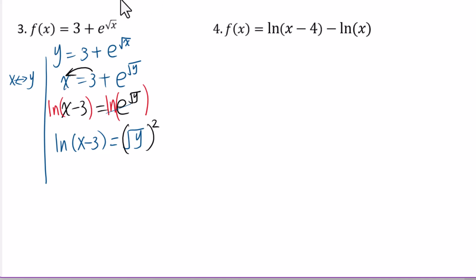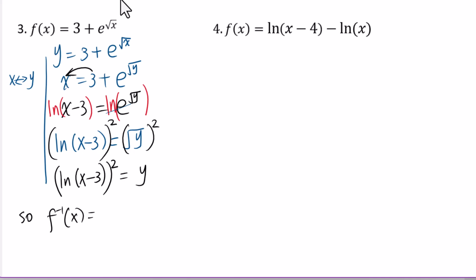Then square both sides. Y equals natural log of x minus 3, squared. So inverse of f of x equals natural log of x minus 3 squared. Let's go to 4. F of x is y.